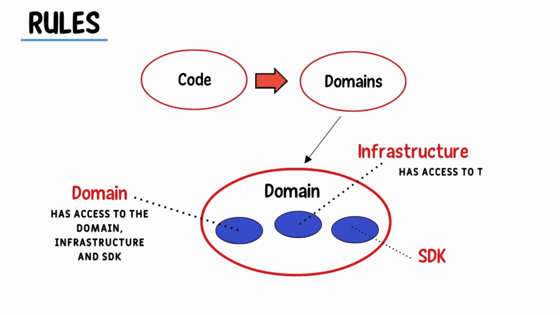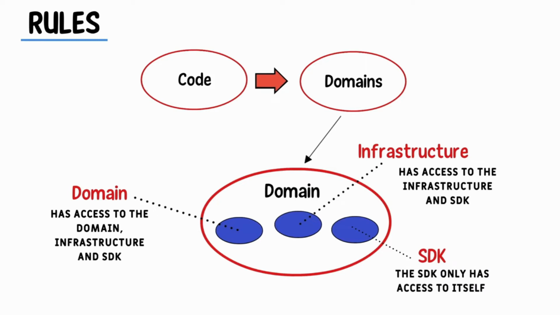The infrastructure has access to the infrastructure and the SDK, while the SDK only has access to itself and does not use any external solutions. The domain shows the business logic and the infrastructure logic related to the library we use. Domains only communicate with each other through facade or by observer pattern.